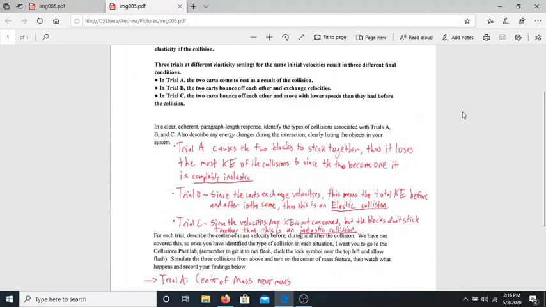All right. And right there, that answers the full question. You've identified all 3 trials, the types of collision, and you've given a physics reason why. And when you answer questions like this, if it asks for a paragraph response, it is absolutely critical that you identify your answer and defend it with a physics reason. If you simply just say it's an inelastic collision and don't give an explanation, you will not get full credit.